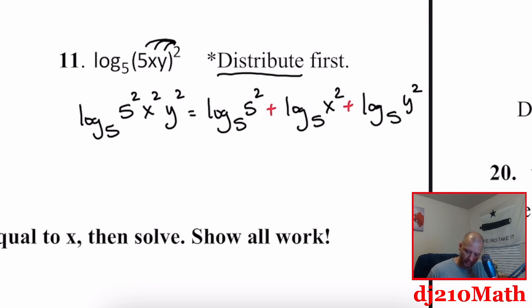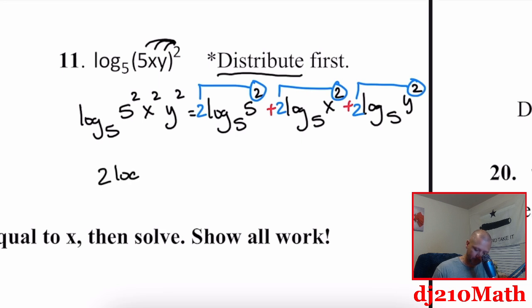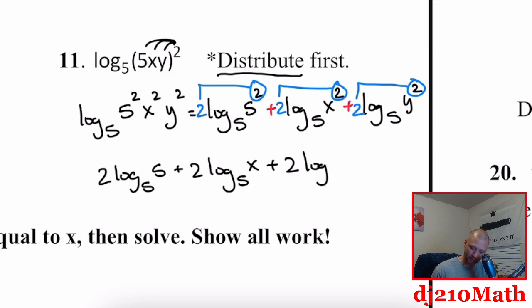Okay. And now to move the powers. 2 goes to the front. 2 goes to the front. 2 goes to the front. Okay, I'm going to rewrite this one time. 2 log 5 plus 2 log 5 x plus 2 log 5 y.